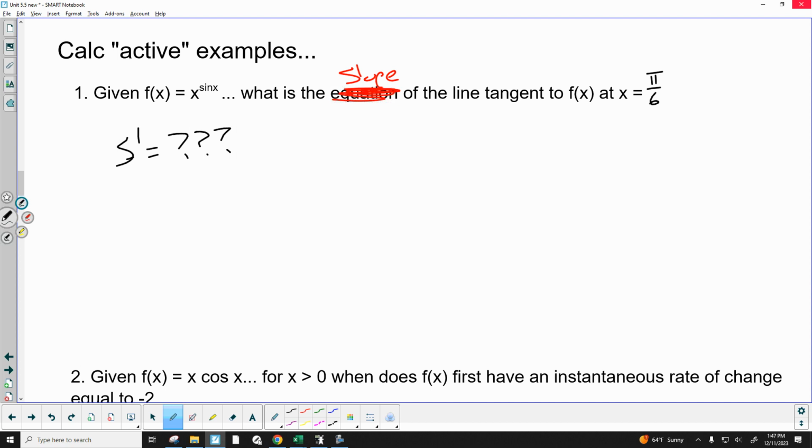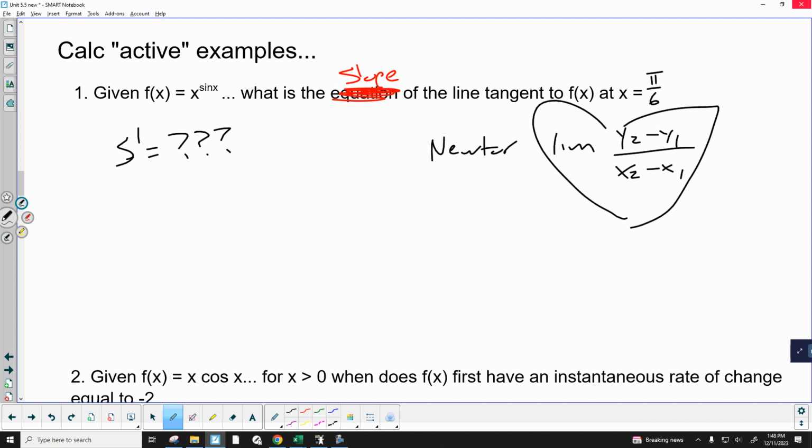I don't know what the derivative is. So how can I find a slope of the tangent? Well, we could go back to our friend, Mr. Newton. And Newton said, yo, you can actually just apply a limit to a slope formula to get a tangent slope. We could plug in 2 points very, very close to pi over 6. You do y2 minus y1 over x2 minus x1 with 2 points close to pi over 6.